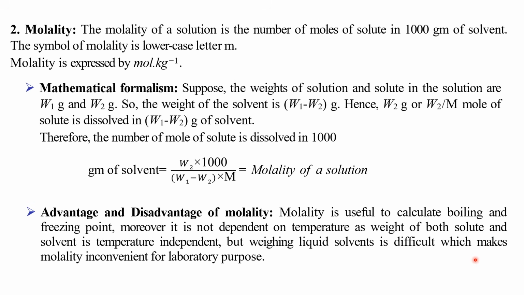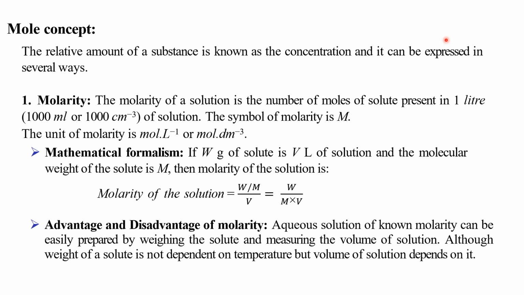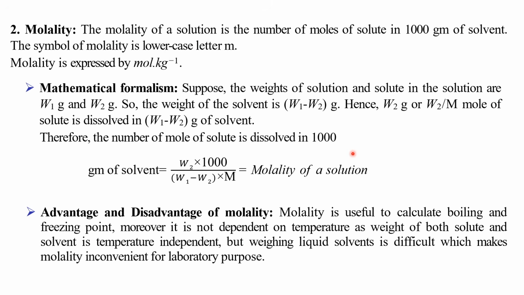Molality. The molality of a solution is the number of moles of solute in 1000 gram of solvent. The symbol of molality is lowercase letter m. Molality is expressed in mole per kg. So here it is the number of moles of solute in 1000 gram of solvent, and in case of molarity it is 1 liter of solution. That's the difference. So here both are in mass, solute as well as solvent.